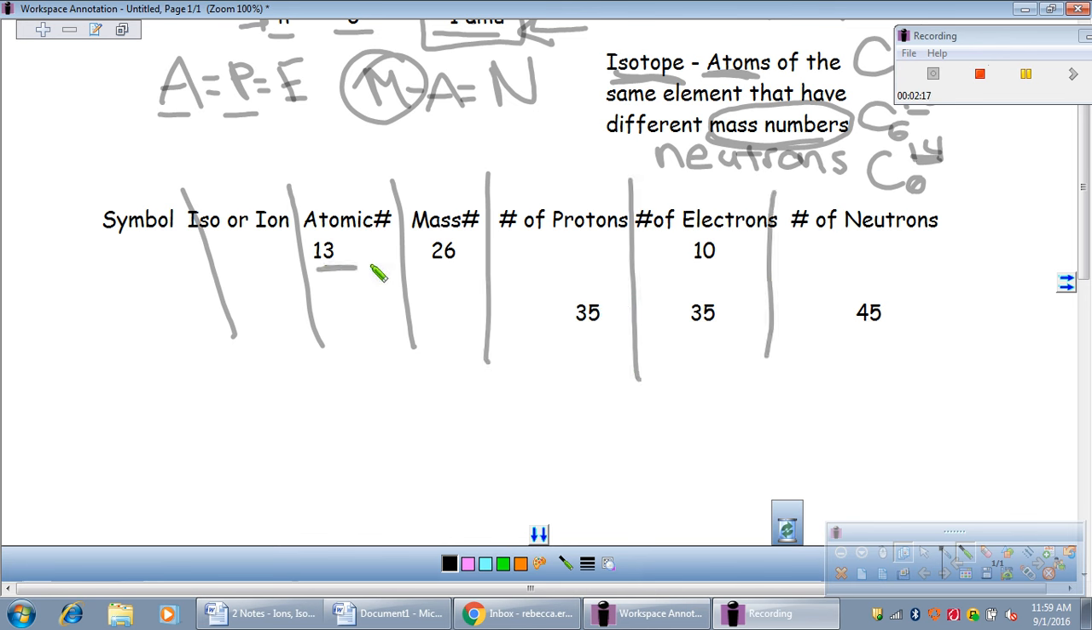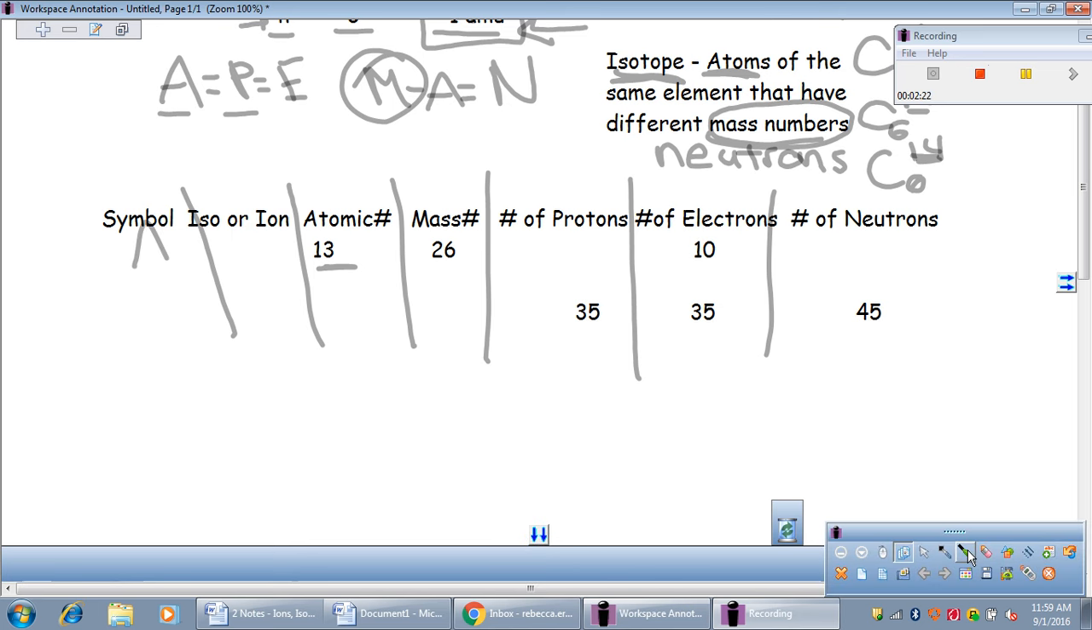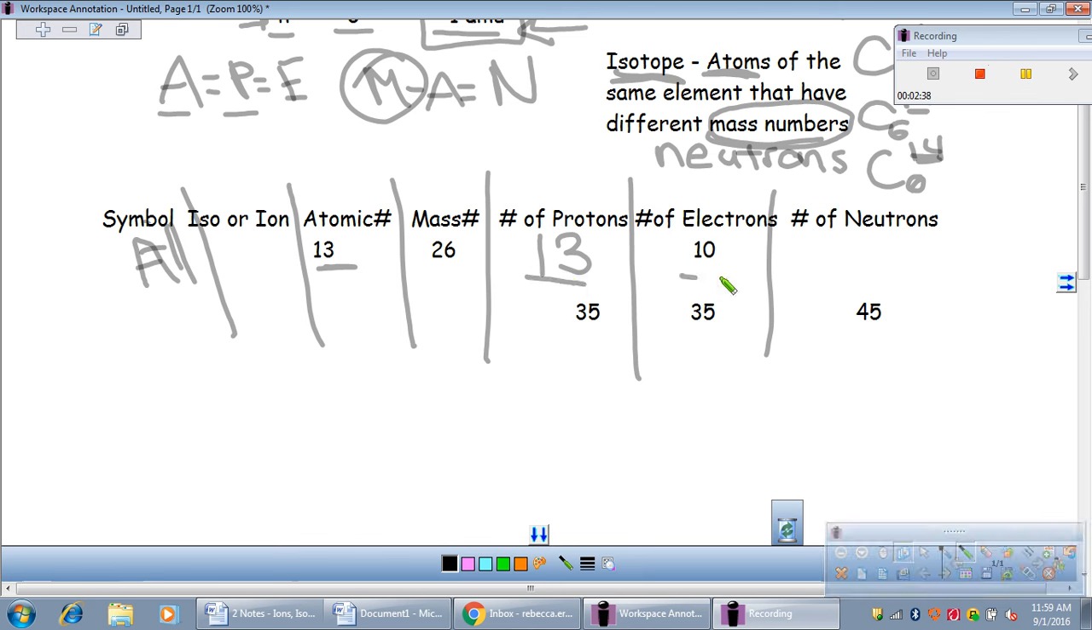We have atomic number 13. If you look at your periodic table, that is aluminum. Then we always know atomic number is equal to number of protons. Number of protons is 13. We are going to look at the number of protons versus electrons to tell if it's an isotope or ion. Protons are all positive, electrons negative. We have a +13 charge here and a -10 charge here.